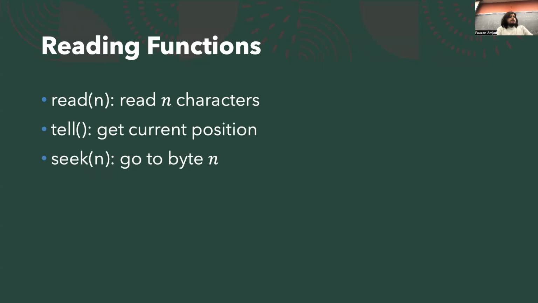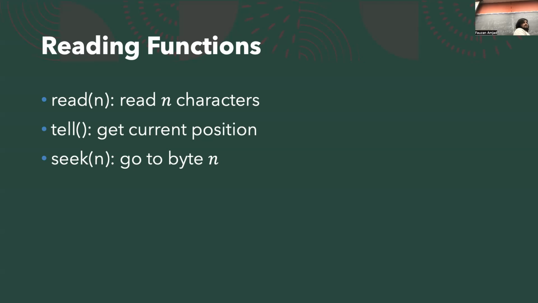Reading functions. There are multiple reading functions. Read n just reads n characters, so it reads from where you are to n characters. Tell is simply where the pointer is. When you're reading, think of it literally as reading a book. You're using your pointer and reading the book like this, and think of the computer doing exactly that. Tell is going to tell you where the pointer is. Where has it reached in the file?